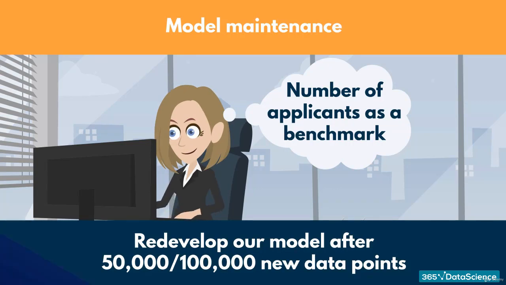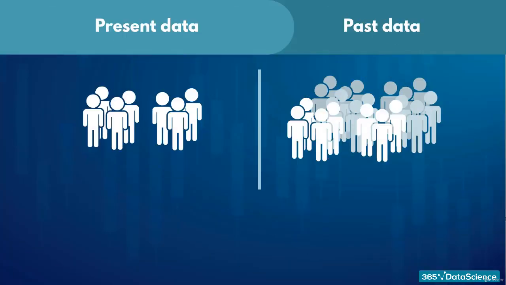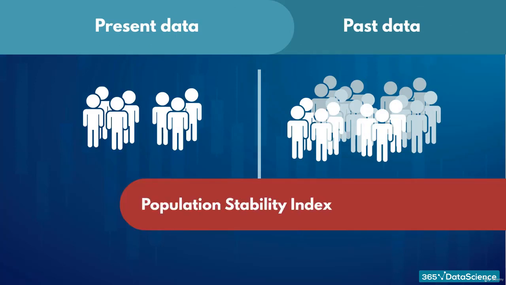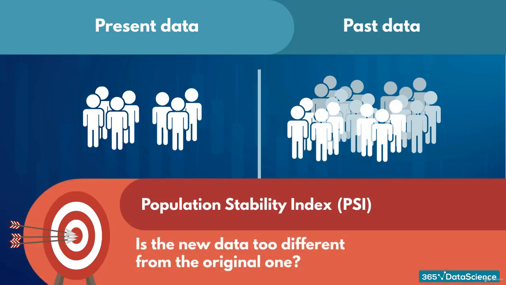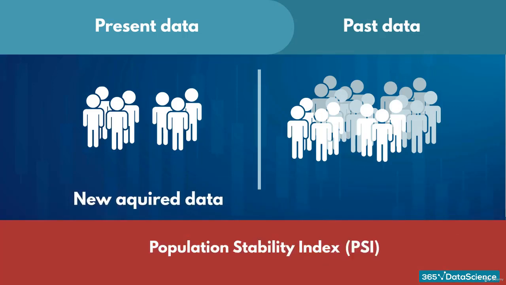All right. One of the most convenient and widely accepted ways to compare the two populations is using a specific measure called the Population Stability Index, abbreviated PSI. The main goal of the Population Stability Index is to determine whether the new data are too different from the original ones. It is very important to realize that time-wise, the new data were acquired sooner to the present moment. Therefore, our current borrowers and those to come are more likely to look like the new data we've acquired, rather than the old one we trained on.